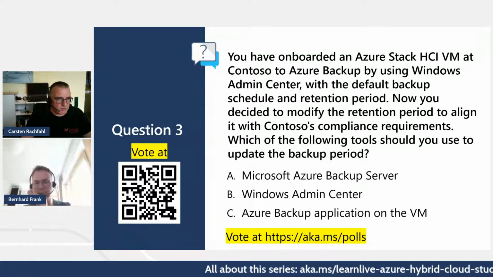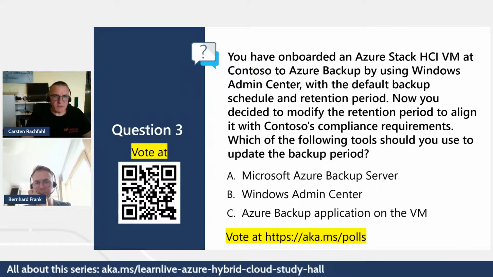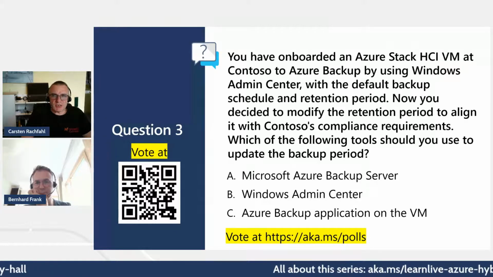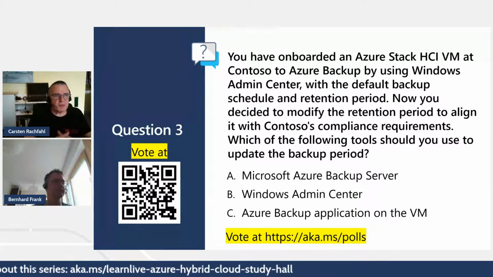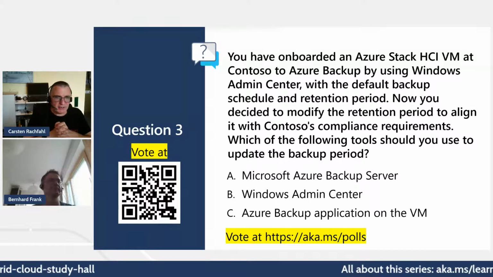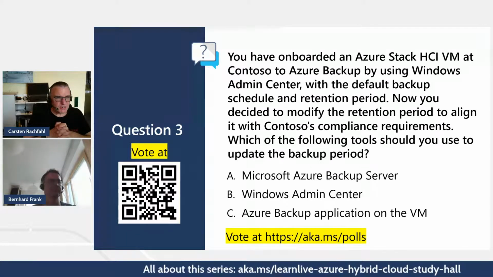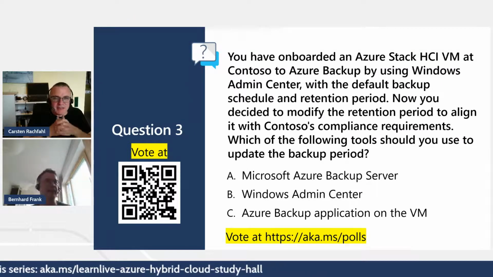That's not an easy one. So what have we done? We have used Windows Admin Center to onboard an Azure Stack HCI VM at Contoso, and we have configured it, and now we want to change the period and the retention policy. So the question is, where can we do that? And can we do it in Admin Center? Not sure. Have you seen it there, Bernhard? No, I haven't, to be honest.